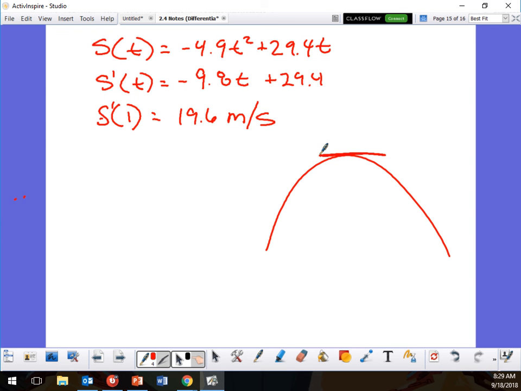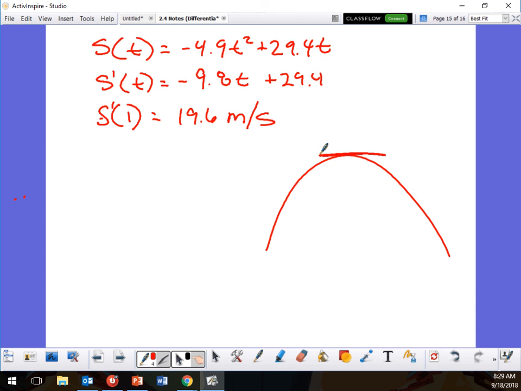Now, what is that slope? 0. That slope is 0. Very good. So when I want to find where its maximum height is, I need to know when the slope is 0. What function am I going to use for this one? The first derivative. Very good. I'm not using position. I have to use the derivative, the velocity, because I want to know when the velocity is 0.